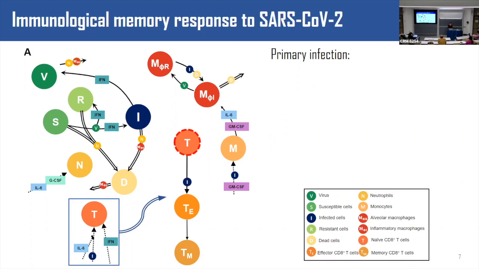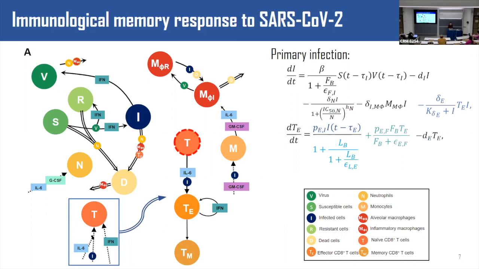So in the presence of infected cells, effector CD8 T cells are converted from naive CD8 T cells, and they proliferate according to interferon signaling, and their recruitment is inhibited by IL-6. Effector CD8 T cells clear interferon from the system in this density-dependent form, and they die naturally at rate DE. After some delayed tau m days, memory cells are converted from effector T cells at the conversion rate zeta m.